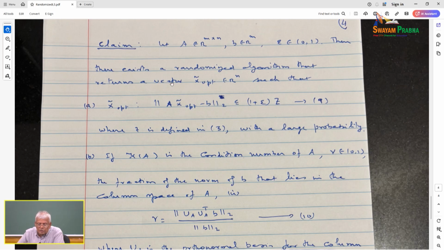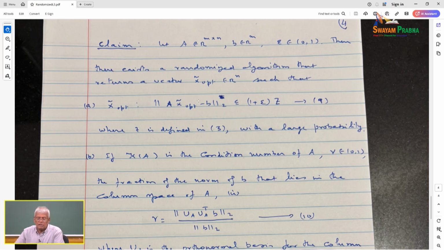So, the minimum residual in the approximate problem is no more than 1 plus epsilon times the minimum residual in the optimal case. That means, if you took the ratio of the minimum residual in the approximation to the minimum residual in the optimal case, the ratio is less than or equal to 1 plus epsilon. I am talking about the minimum residual as measured using 2 norms, where Z is defined in 3.